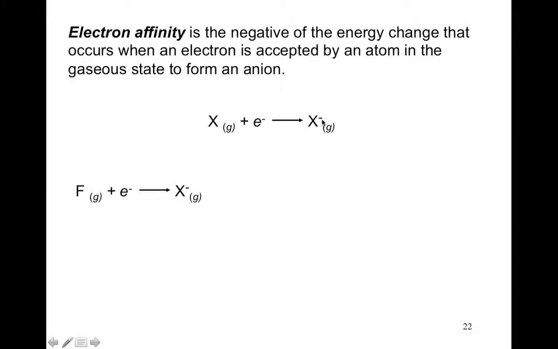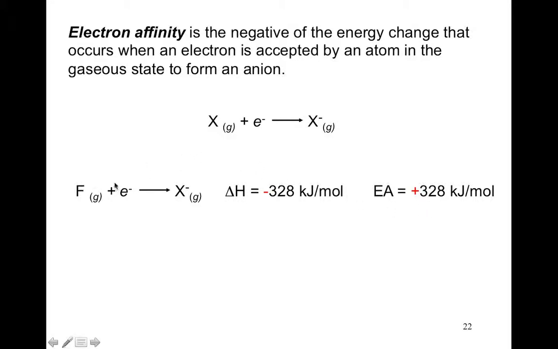How much energy does it give off? So for fluorine plus an electron to become F minus, that's good. He wants to do that to be more stable. So he can give off a little bit of heat, negative 328 kilojoules. And so what's the electron affinity? His affinity for that electron is positive 328 kilojoules per mole.